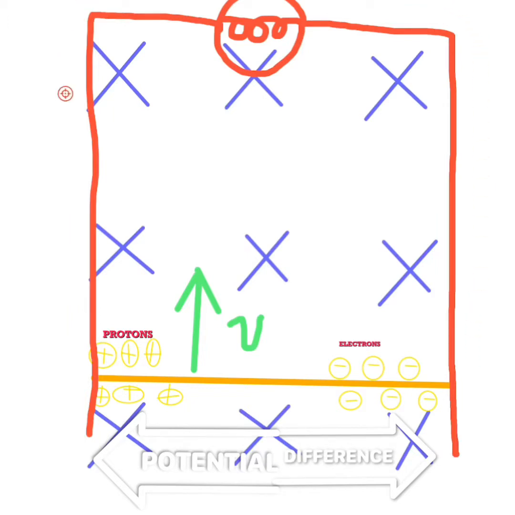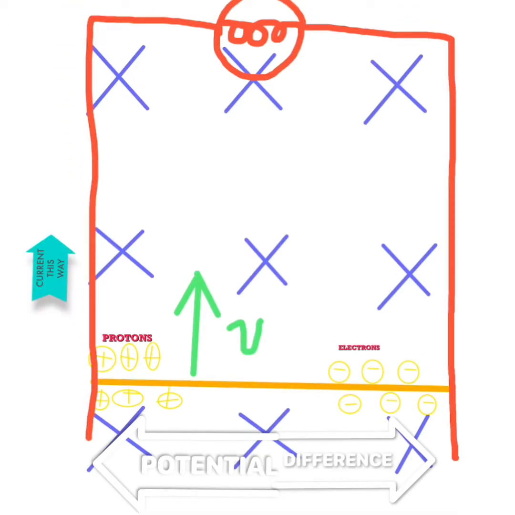around this loop. The electrons are going to flow counterclockwise, which of course means current, the imaginary flow of positive charge, will flow clockwise. And it can light up that light bulb.